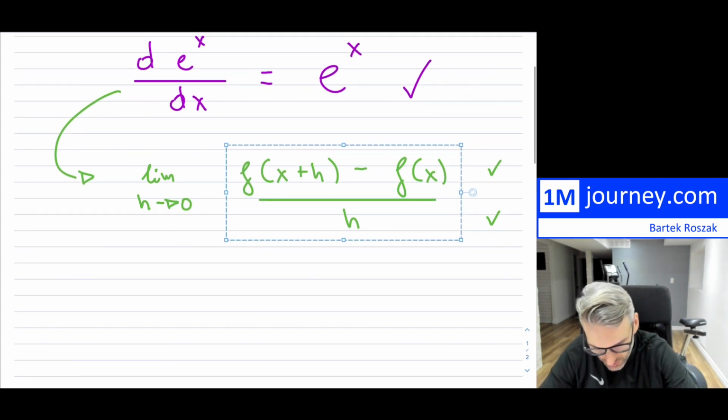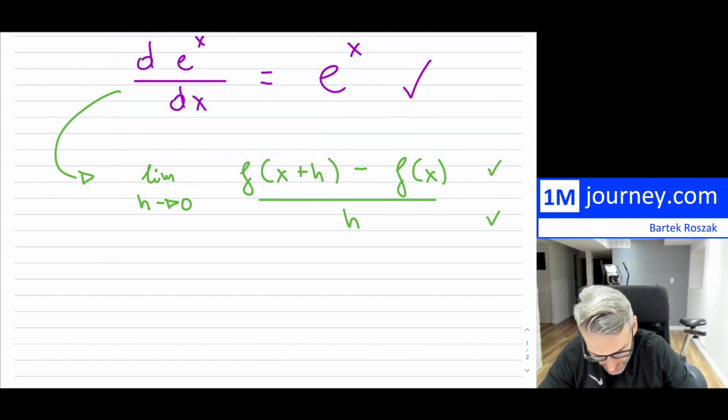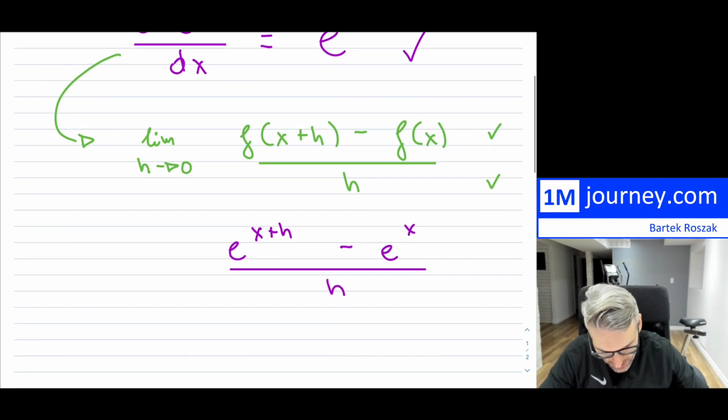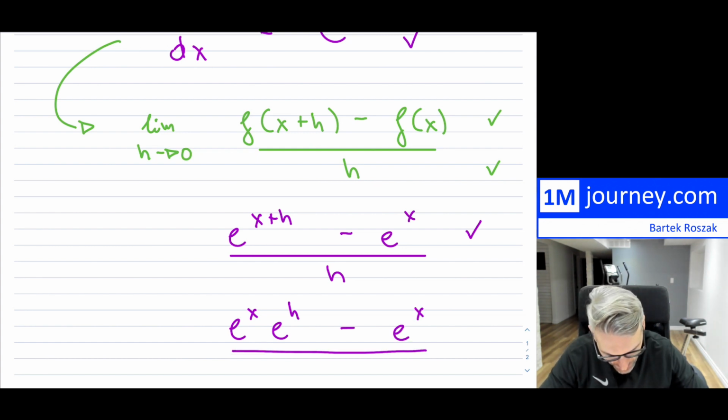So let's substitute everything in terms of our function. This would be e to the x plus h, minus e to the x, all over h. Now, massaging this, if you look at the numerator, I can do the following. This is e to the x multiplied by e to the h, right? This is just simple exponent rules. So I have this right here.